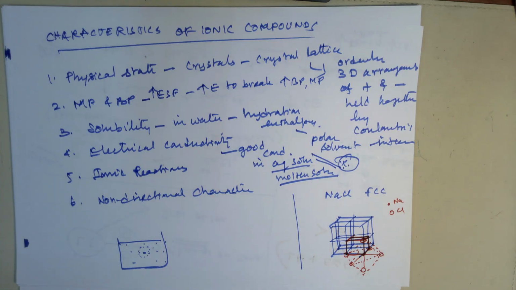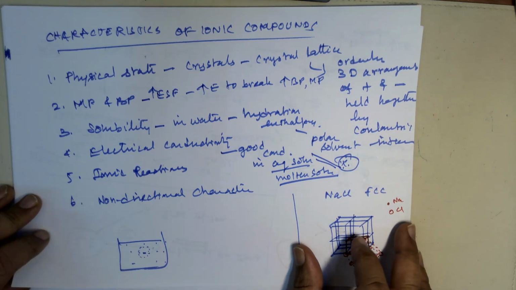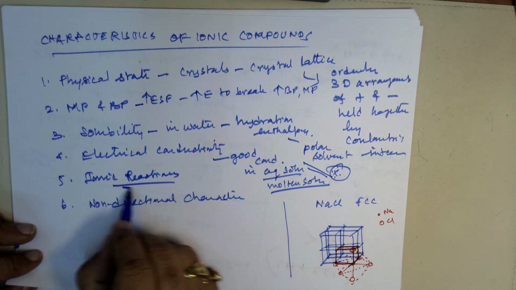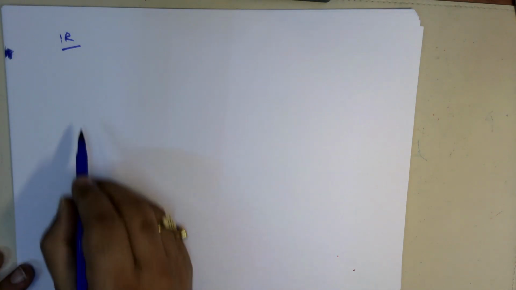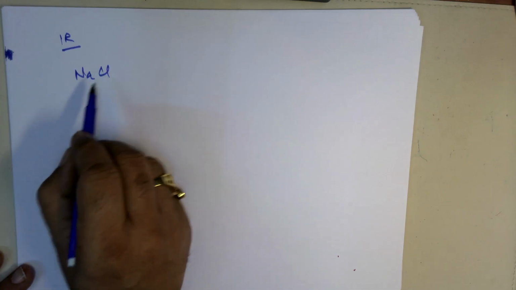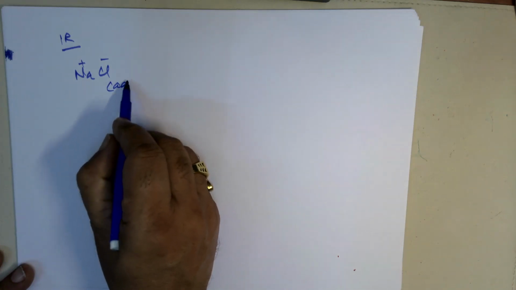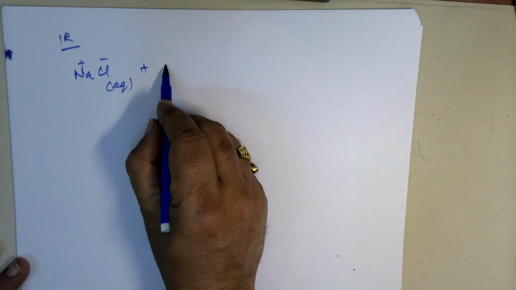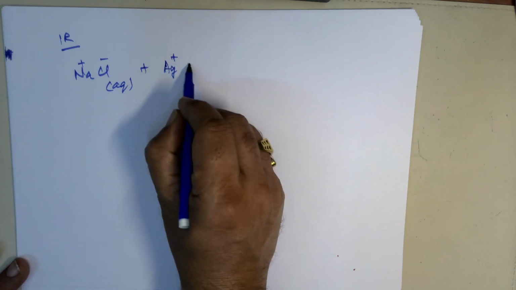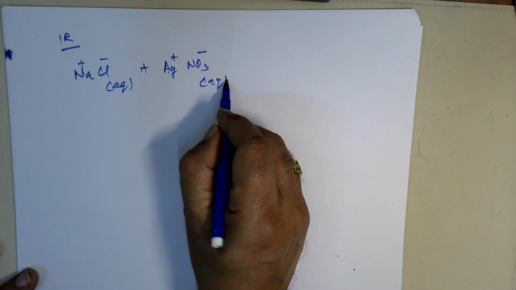The compounds can be split up into oppositely charged ions when they are dissolved in water so that they will lead to ionic reactions. So I'll explain about this. Ionic reactions. You've got sodium chloride. How they are going to be split? Na plus Cl minus in presence of water, that is as aqueous solution. Now let me take a silver nitrate, Ag plus NO3 minus. And this is also in the aqueous state.